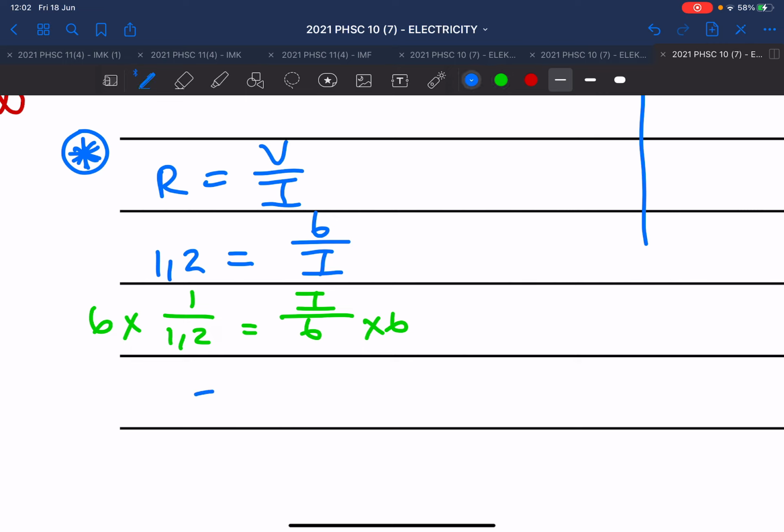So we have I is equal to, so I'm just swapping them around, 6 times 1 over 1.2. Can you see that? This cancelled out. Let's take it to the other side. And if you calculate that, what do you get underneath?